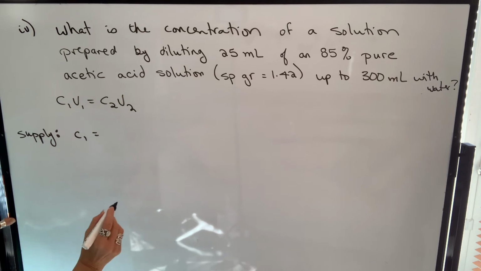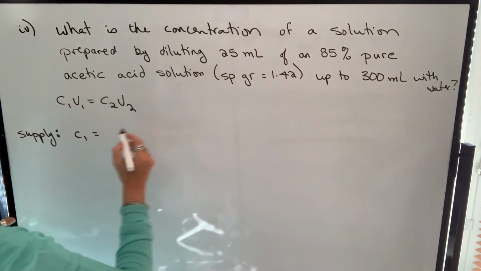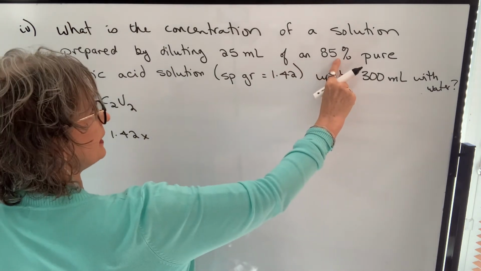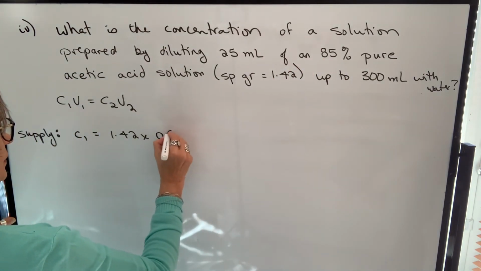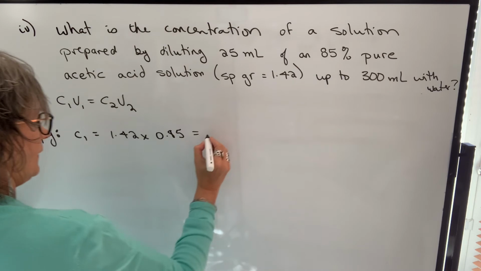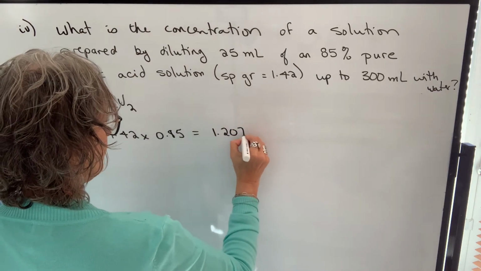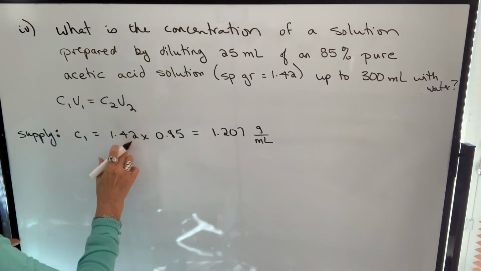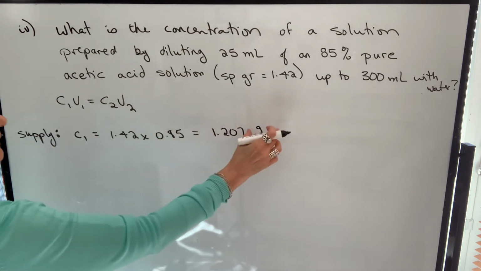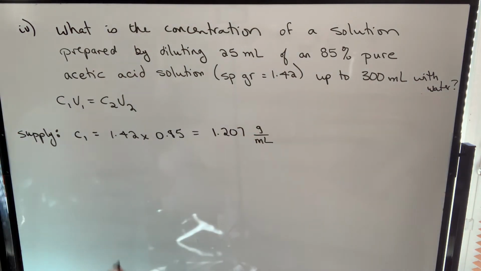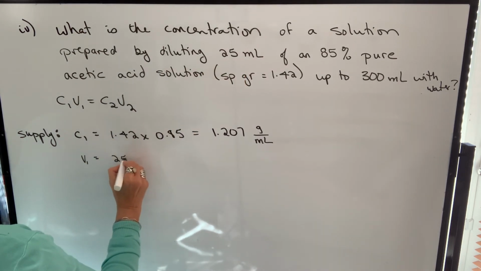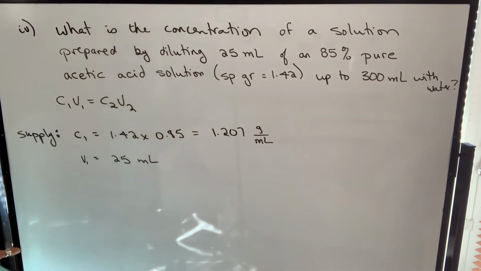has a concentration of, we take specific gravity, 1.42. We multiply by the assay, which is 85%, as a decimal is 0.85. And that gives us 1.207. The unit will always be grams per milliliter. When you're taking specific gravity and multiplying by assay, the unit is always grams per milliliter. We're taking 25 milliliters of that supply solution.